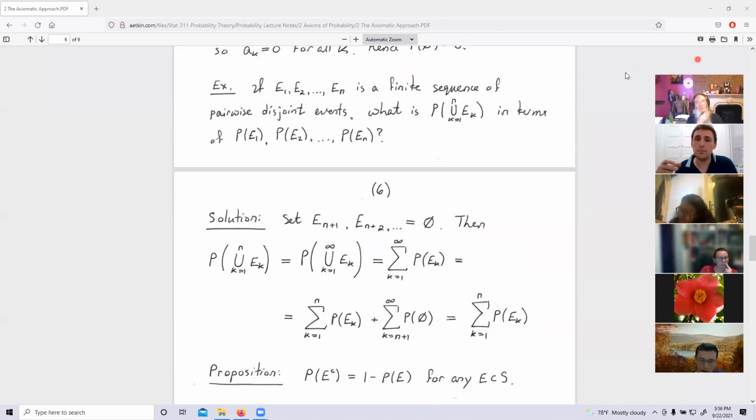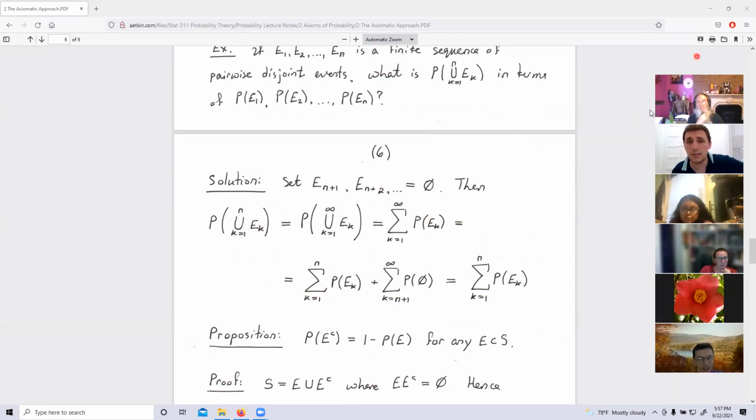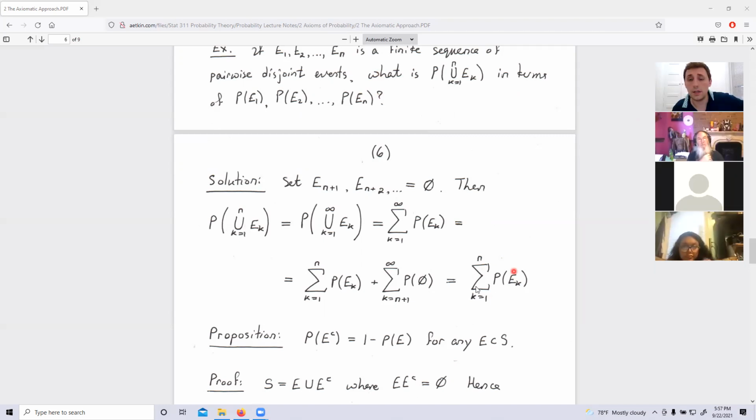You understand? I can make a finite sequence of mutually disjoint events into an infinite one by attaching lots of copies of the empty set. So the probability here is, of course, the same. If I attach copies of the empty set, I'm not changing anything. And this by axiom 3 I can make into an infinite sum. And this infinite sum I can break into a head and a tail of the series, where the tail is just adding up the empty sets. So that is just 0. So I now see that for finite sums, it works all the same.